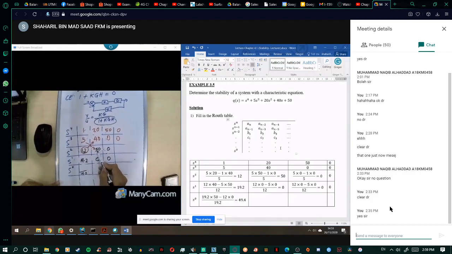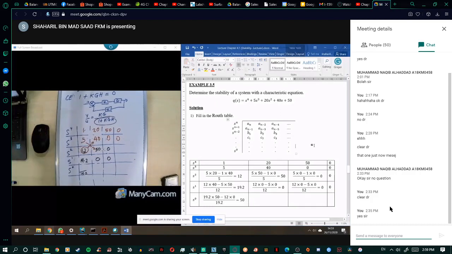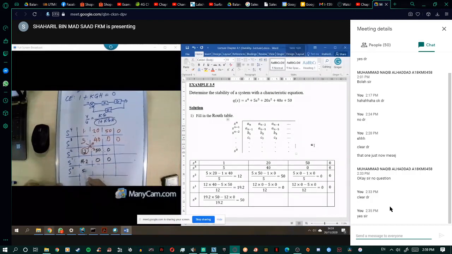19.2 times 50 minus 12 minus 0, right? So this one, I think it should be 50, right? Yes, 19.2 times 50 minus 12 times 0. So of course this one is 0, this one you cancel out, so you got 50. Sorry guys, a bit messy. Okay, 50.